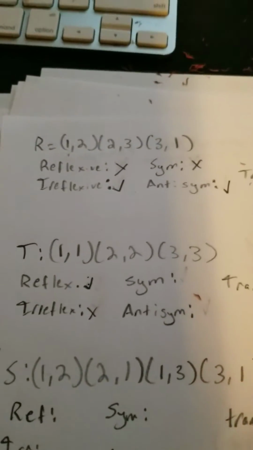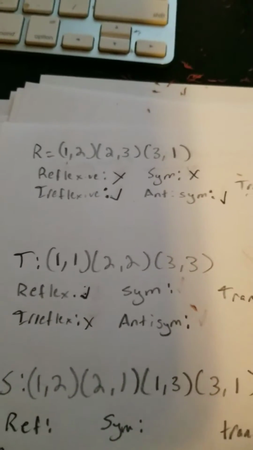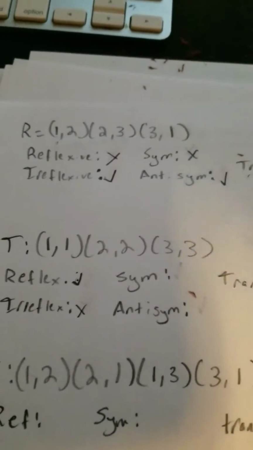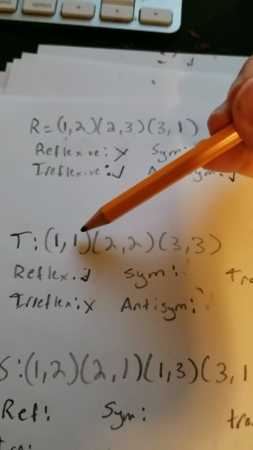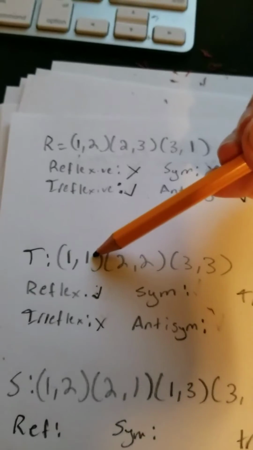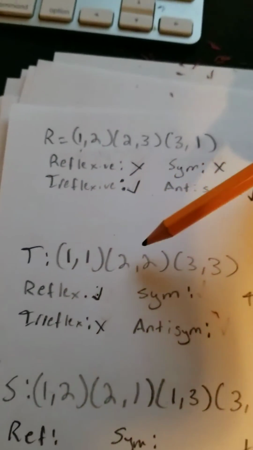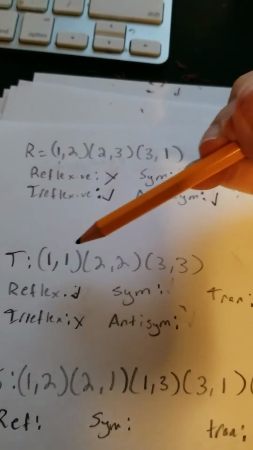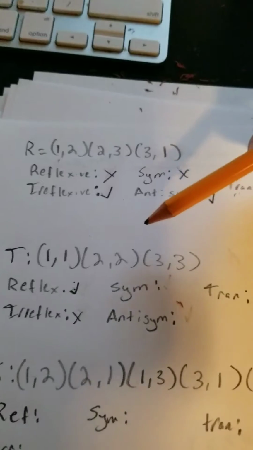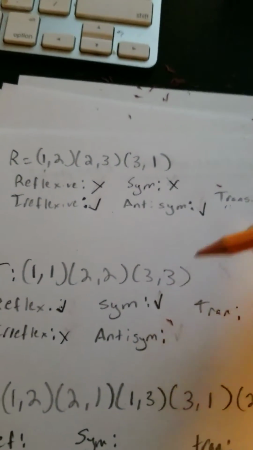For symmetry, if I have an element x comma y, do I have an element y comma x? So in this case, 1 is the x, 1 is the y. Do I have an element where 1 is the x, 1 is the y? Yes, I do. So anytime you're given a set where it's just elements where x and y are equal, it is vacuously true that it is symmetric. So we're going to say that's true.